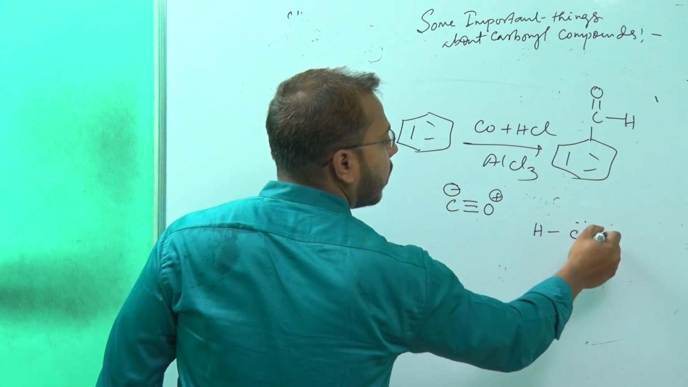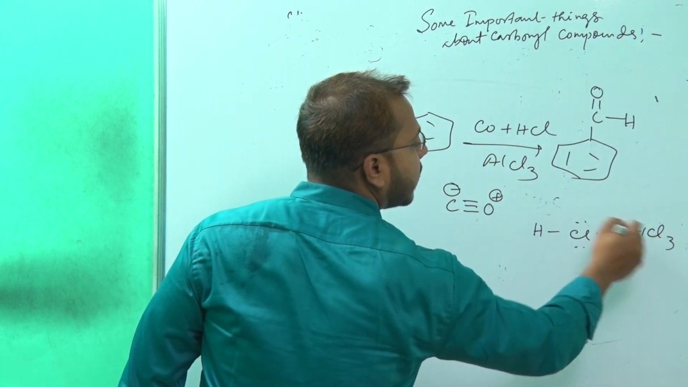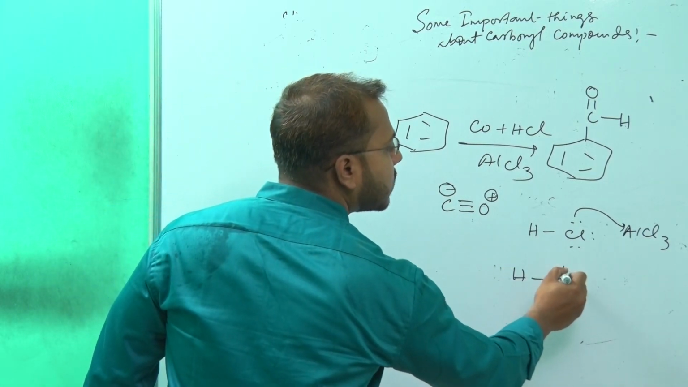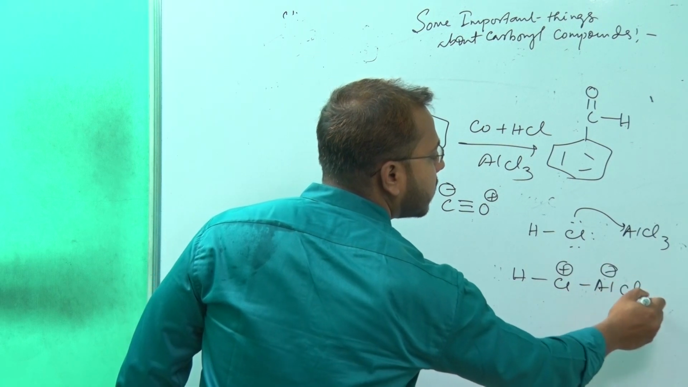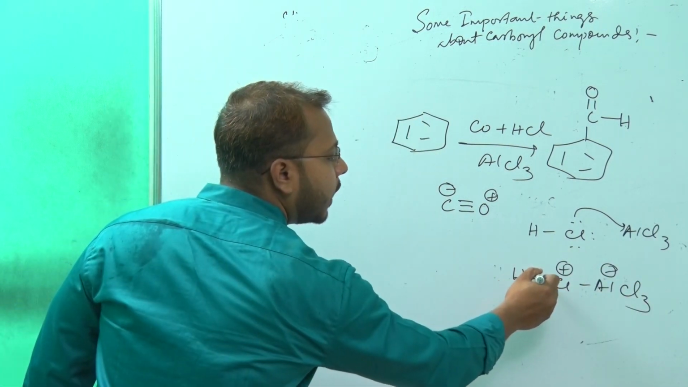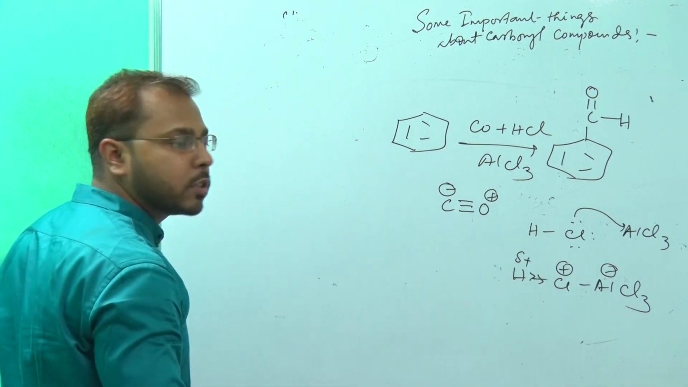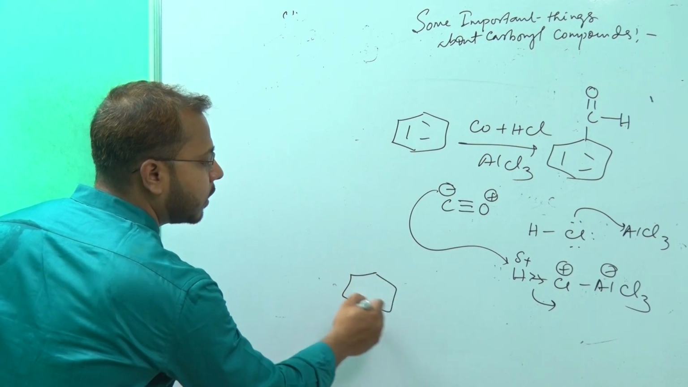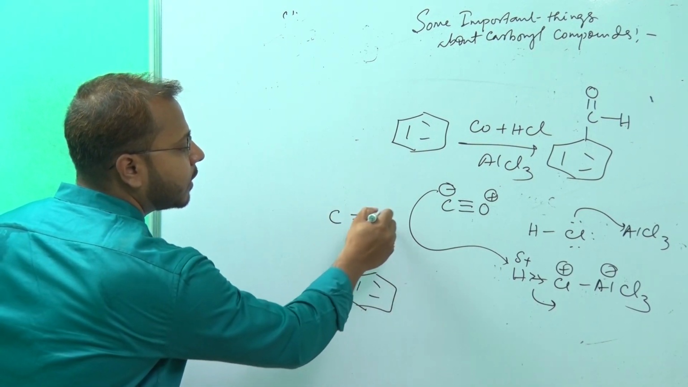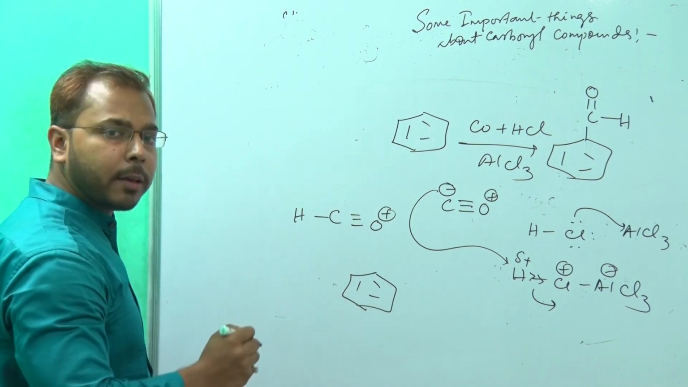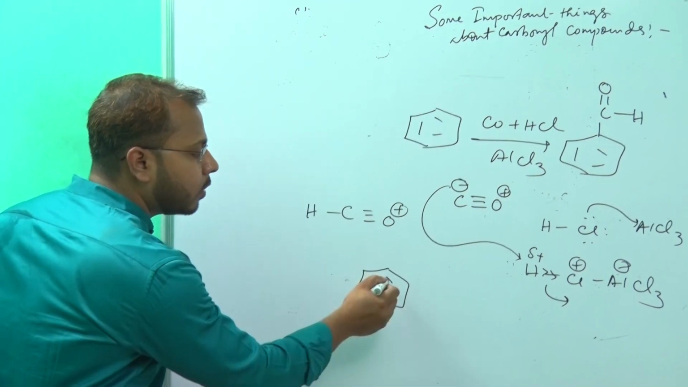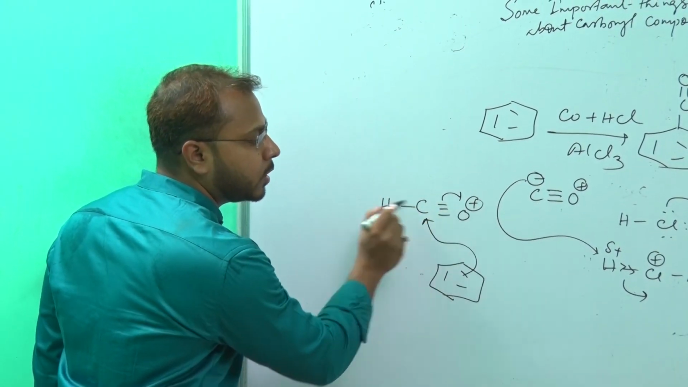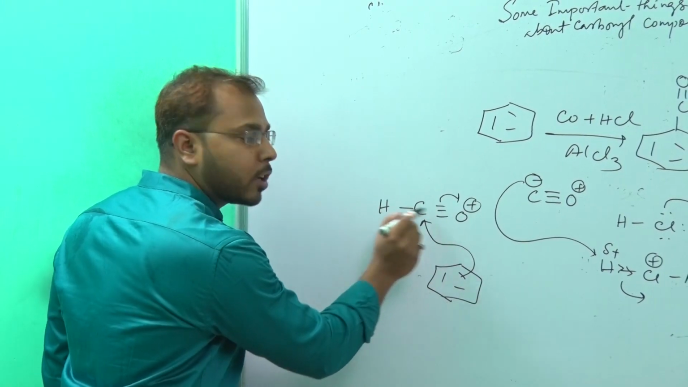Therefore, we know AlCl3, due to the presence of vacant orbitals, will form HCl plus AlCl3 minus. Chlorine will attract this part, hydrogen will have a positive charge, this minus will attack this part, and the compound forms like this. Okay. So now this benzene ring is going to attack this carbon due to the oxygen's positive charge, so it will attract the electrons from this part.